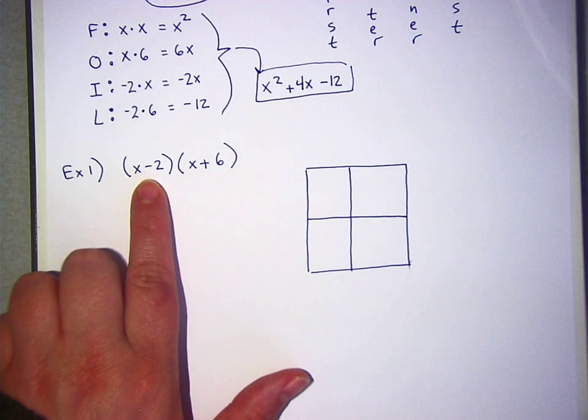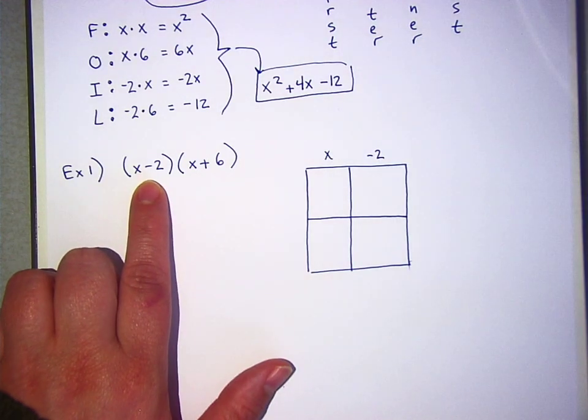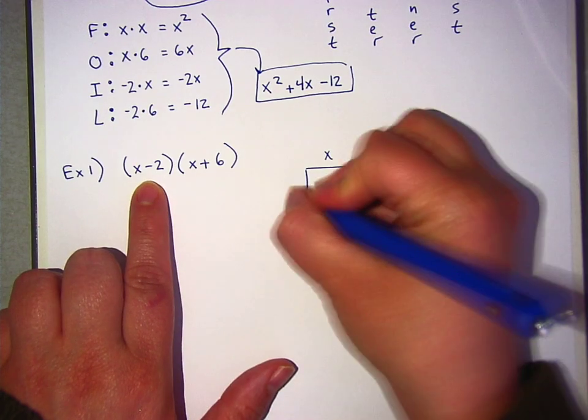So x minus 2, I'm going to put up here. Notice that the minus goes with the 2, because it's like a plus a negative 2. And this one over here is going to be x and 6.